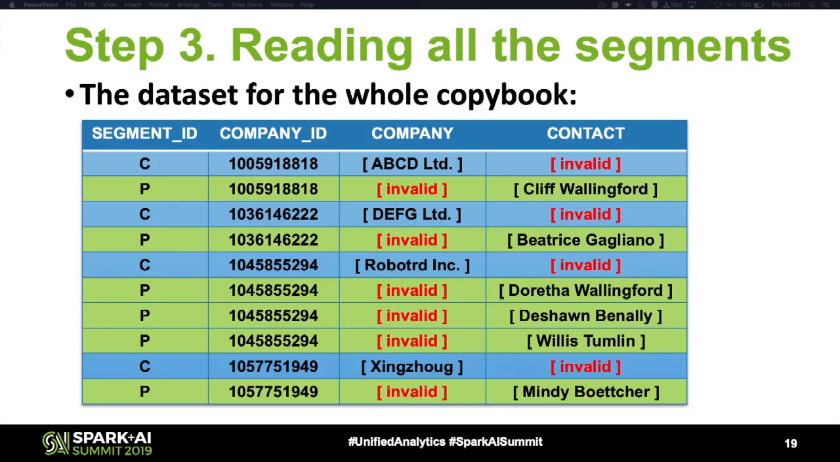But again, you will end up with a big data frame that contains every record, no matter which segment each record belongs to. So again, we'll get invalid values for fields that don't match the segment. We'll see if segment ID is C, it's a company, so the company field is valid, but contact is invalid. And if segment type is P, person, we see that contact information is valid, but company is invalid. So what can we do about it?